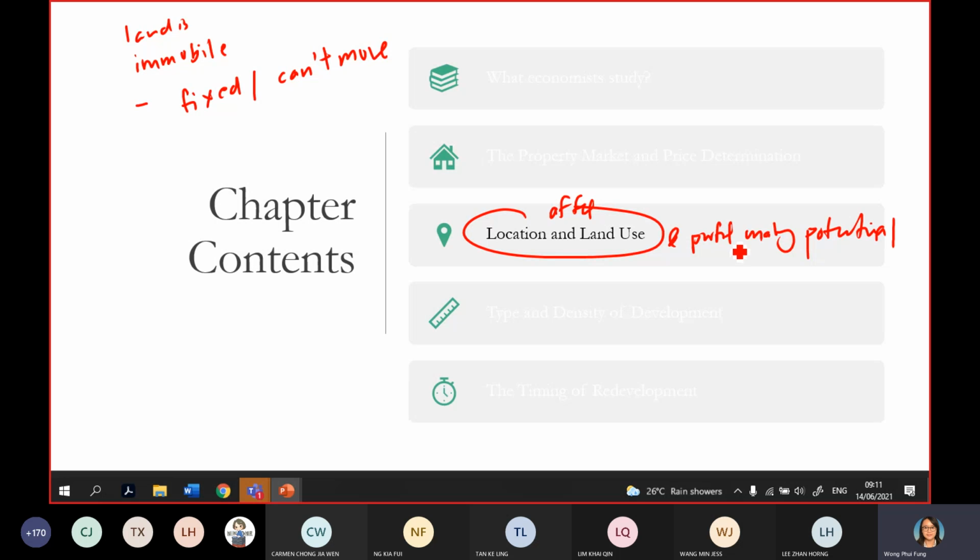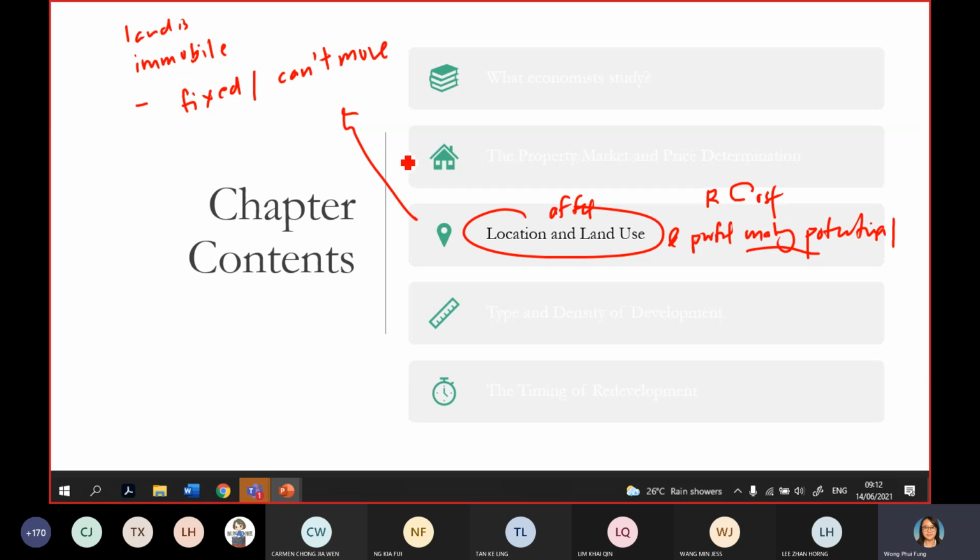You will notice that some of the businesses, like retail, residential, office, industrial, will choose their location after evaluating their profit making potential. Profit making potential means they will evaluate the revenue generated and also the cost incurred. Then only they will choose which location is best for this business, due to the fact that land is fixed. It cannot be moved.